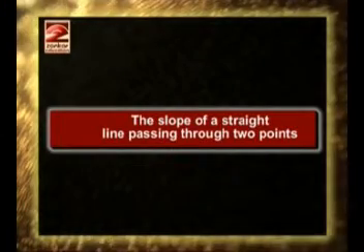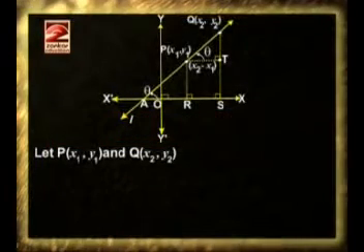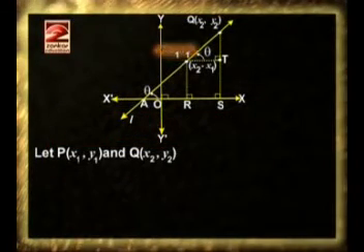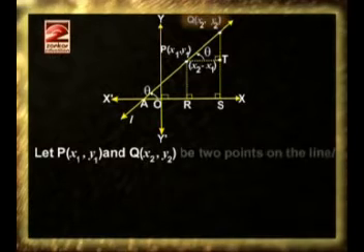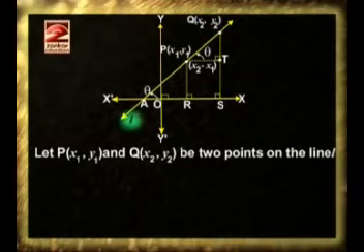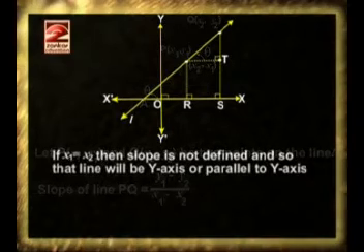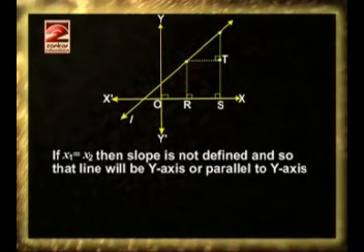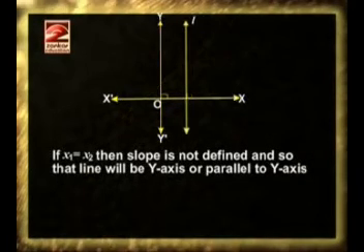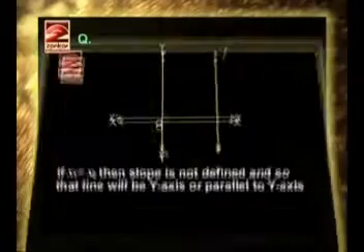Now we'll see the slope of a straight line passing through 2 points. Let P (x1, y1) and Q (x2, y2) be any 2 points on the line L. So the slope of line PQ is equal to (y1 minus y2) upon (x1 minus x2). If x1 is equal to x2, then the slope is not defined and so that line will be the y-axis or parallel to the y-axis.